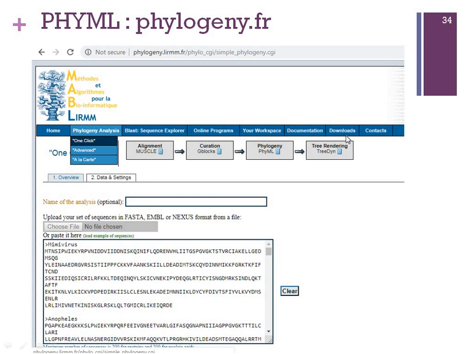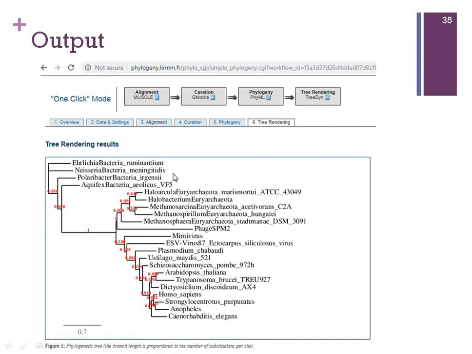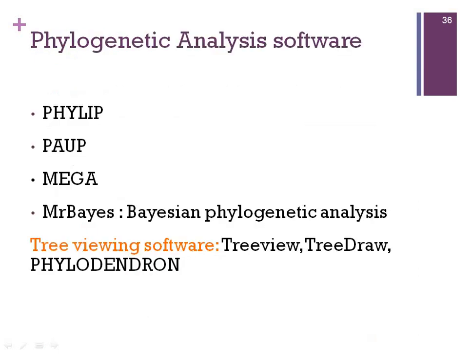So this is TreeDyn. So this is how a phylogenetic tree looks, where you have several nodes and you have several branches ending in different clades. The other tools that are commonly used are PHYLIP, PAUP, MEGA, etc. There are some tree viewing software like TreeView, TreeDraw, Phylodendron, etc.